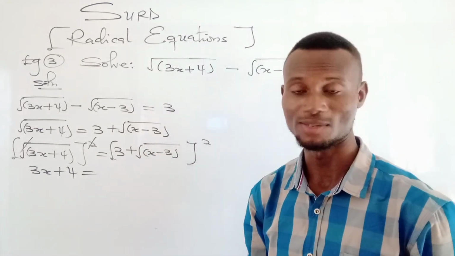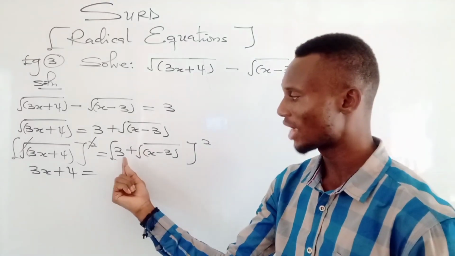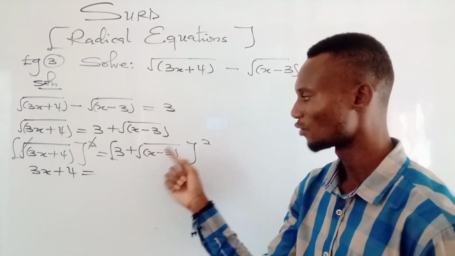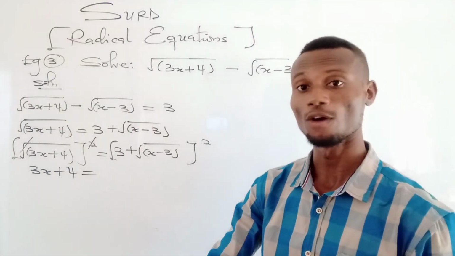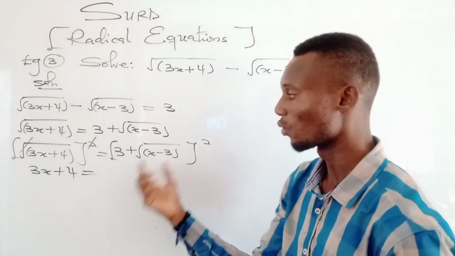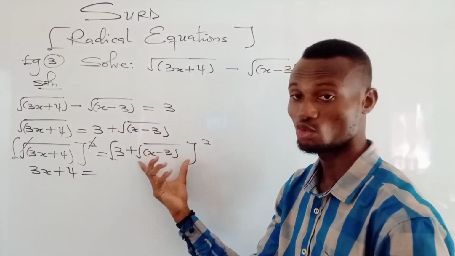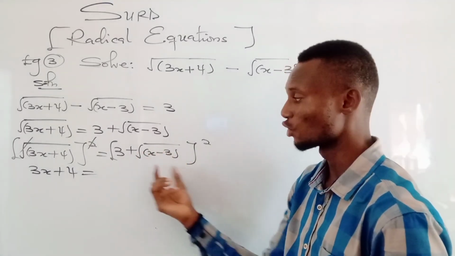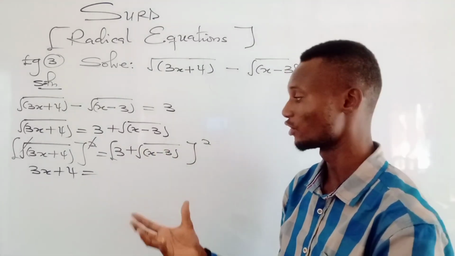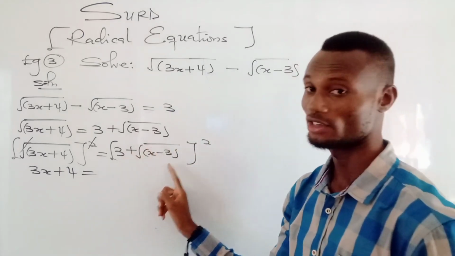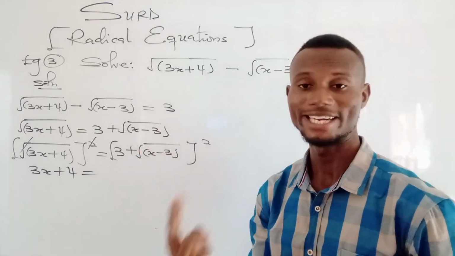I hope you agree with me up to this point. So I'm going to go over one more time. You can see that we have 3 plus root s minus 3 all squared. So we need to apply the multiplication of two binomials. We are going to write 3 plus root s minus 3 in one bracket, then in another bracket also we are going to write 3 plus root s minus 3, and they will multiply. So this 3 plus root s minus 3 all squared means that 3 plus root s minus 3 is multiplying itself 2 times.